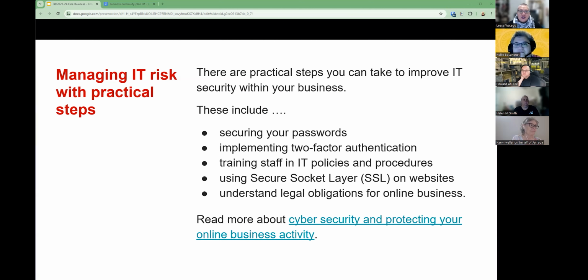Other things include securing your passwords, 2-factor authentication. Sorry, I go on about it all the time. It's really annoying, 2-factor authentication, but we have to do it. Training your staff in IT policies and procedures. I think this is an area that we can still get a lot better in. Using SSL on websites, that's pretty much a no-brainer now. I think everybody does that. I remember when I used to talk about SSL, but we don't really talk about it because it's just there. Understanding your legal obligations for online business.